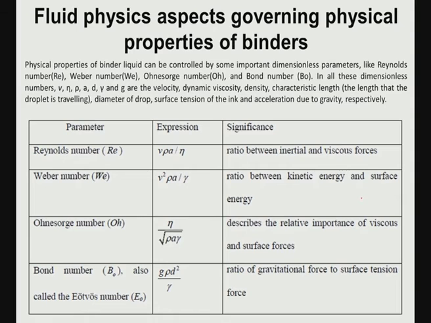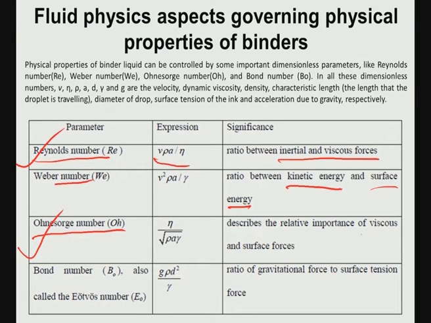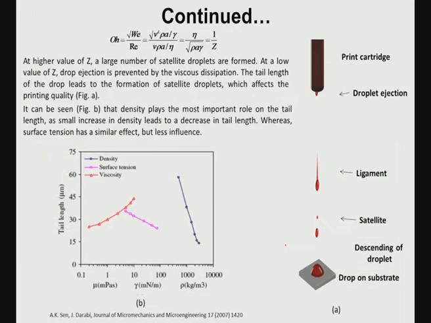So, from the fluid dynamics part, there are certain dimensionless numbers which most mechanical engineers are aware of. One is the Reynolds number, which is essentially the ratio between the inertial and viscous forces. Then there is the Weber number, which is essentially the ratio between kinetic energy and surface energy, and the third one is the Ohnesorge number. This Ohnesorge number is more important, and the Reynolds number is equally important, as I will show you in the next slide. The Ohnesorge number essentially describes the relative importance of the viscous and surface forces. And the fourth one is the Bond number, which is the ratio of gravitational force to surface tension force.